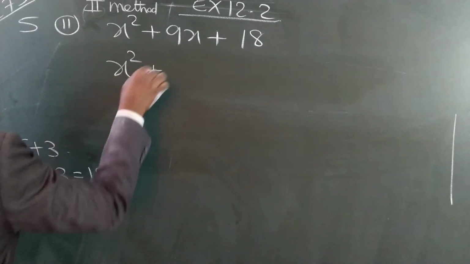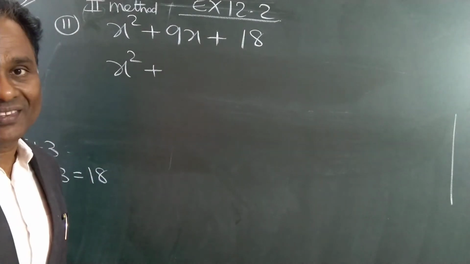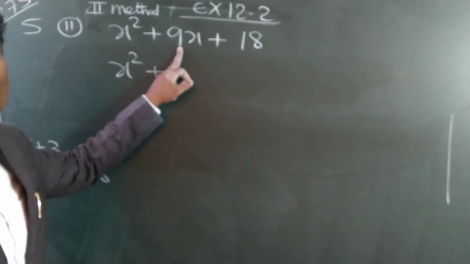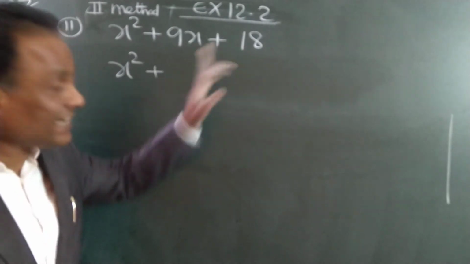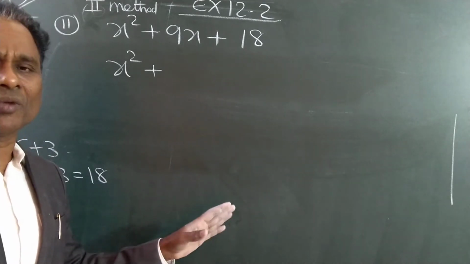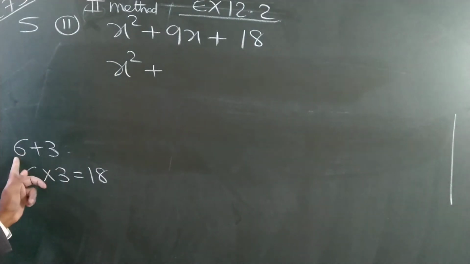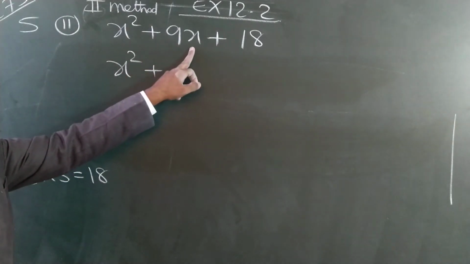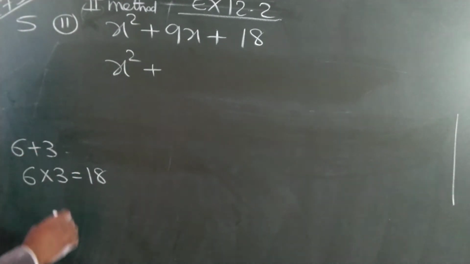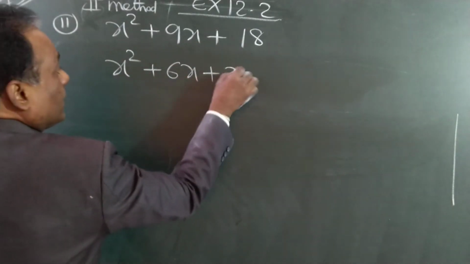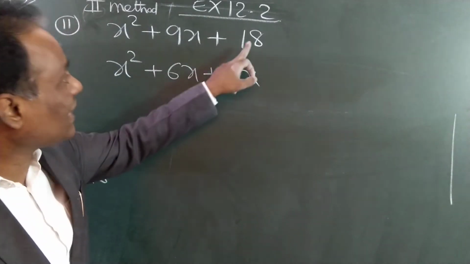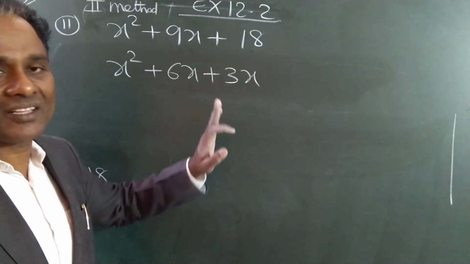See here. First one, tell two numbers whose sum is 9. Sum is 9, product is 18. Same as previous, but we don't write that formula. We don't use the formula, but the concept is the same. Tell two numbers, sum should be 9x, product should be 18. So, what are the numbers? 6 and 3. Because x is there, 6x plus 3x. 6x plus 3x is 9x. 6 into 3 is 18.